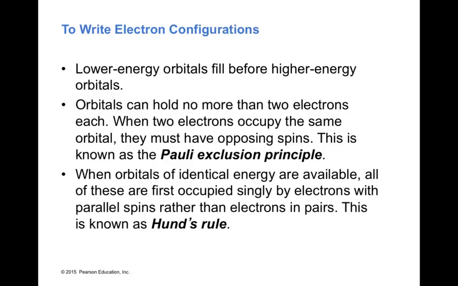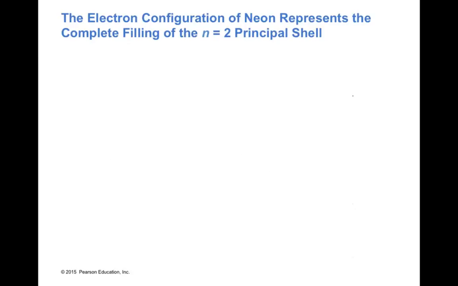This is known as Hund's rule. Once you have one in each of the orbitals, then the next one you start to pair, okay? So the electron configuration of neon represents the complete filling of the n equals 2 principal shell.